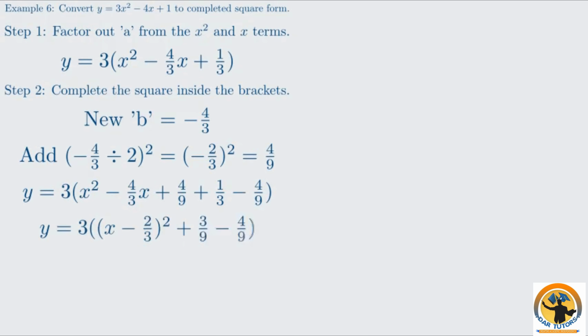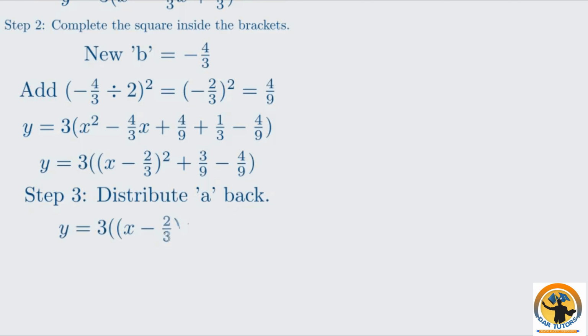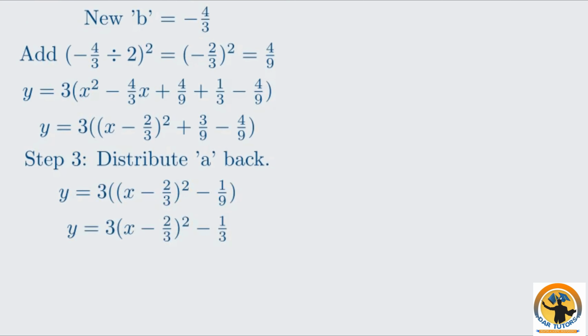The first 3 terms in the bracket are now a perfect square, the quantity x minus 2 over 3 squared. The remaining constants, 1 over 3 minus 4 over 9, combine to negative 1 over 9. Finally, we distribute the 3 back through the brackets. 3 times the quantity x minus 2 over 3 squared minus 1 over 3. And that is our completed square form.